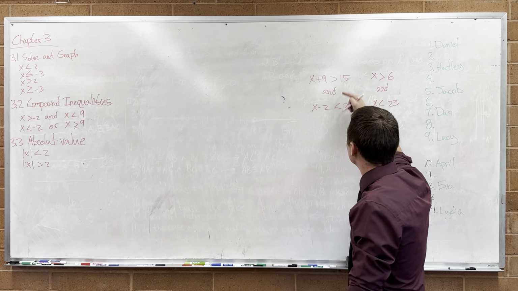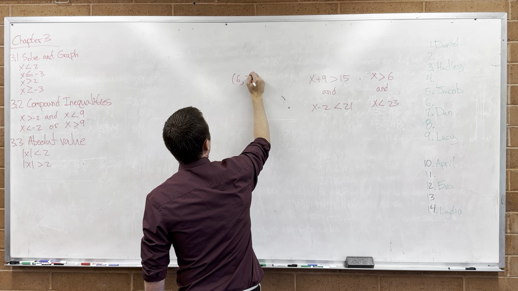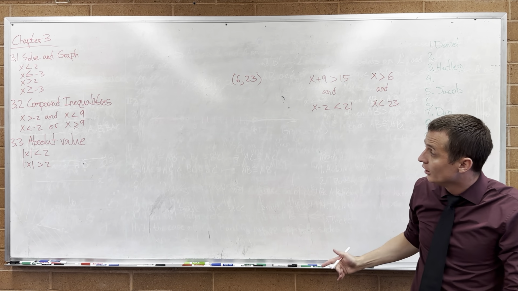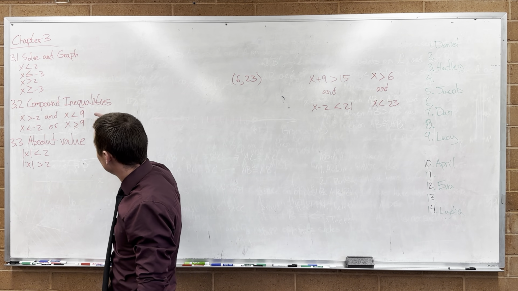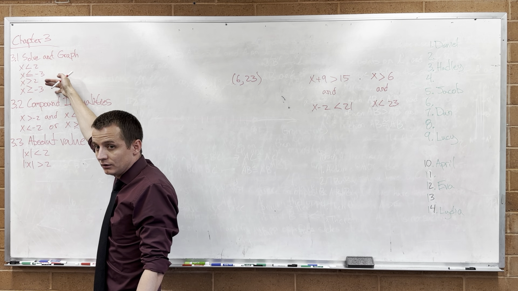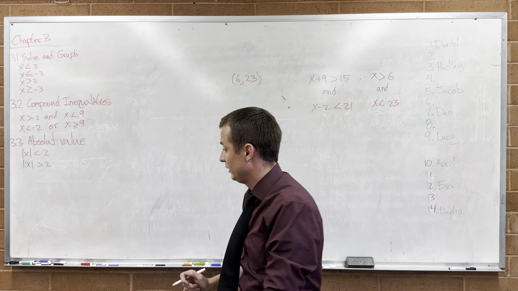So we're adding 2 of them together, which is going to give us one segment, and that's going to be all the numbers from 6 to 23. Right? So adding them together, ORing them together, is not much different than what you do up here. It's just that you're doing 2 at the same time. Good? And then lastly, we have doing absolute values with inequalities.